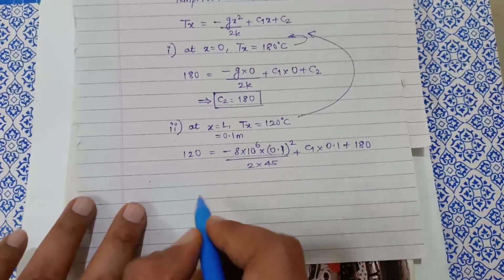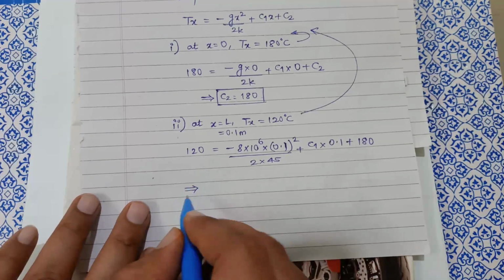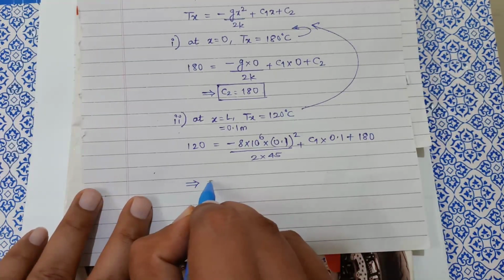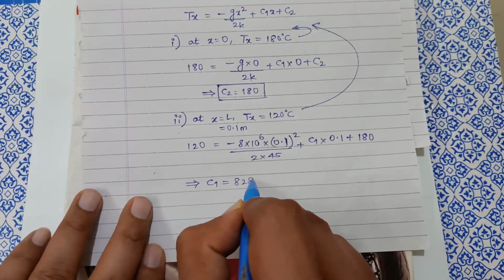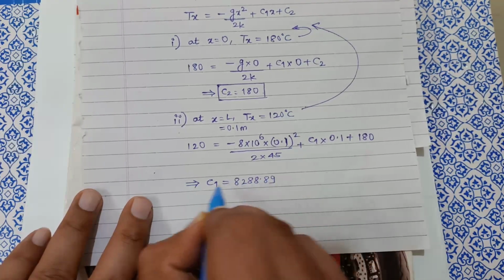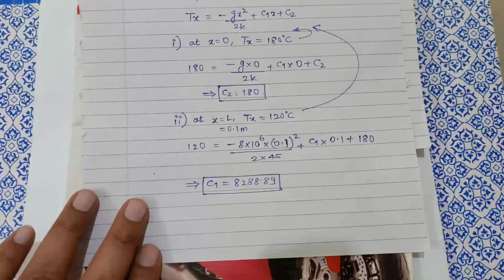So now I can perform this calculation. I will request you to perform this calculation in your calculator and get the answer. The answer will be C1 is equal to 8288.89. This will be the value of C1.